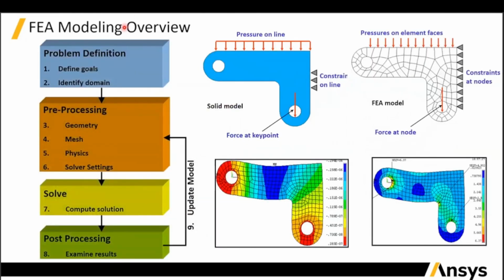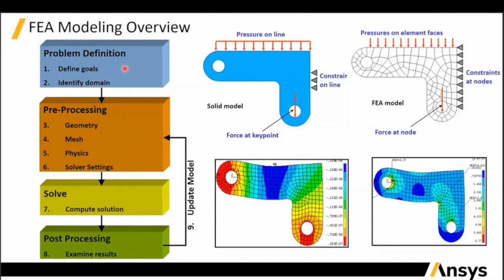So this is an overview of FEA modeling. I have divided this into 4 stages. You can see 4 colored boxes over here. The first thing is the problem definition, that is defining a goal. This is a very important phase. You should define your goals, and accordingly you have to identify the domain.